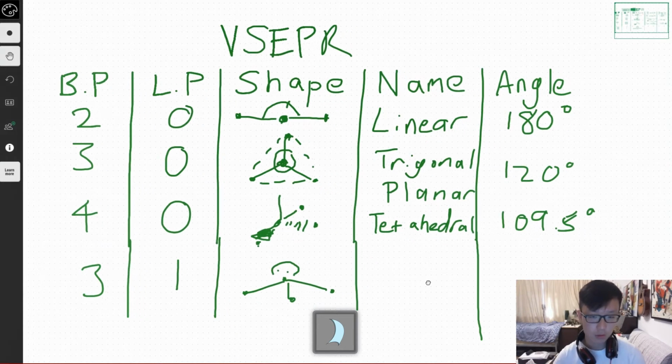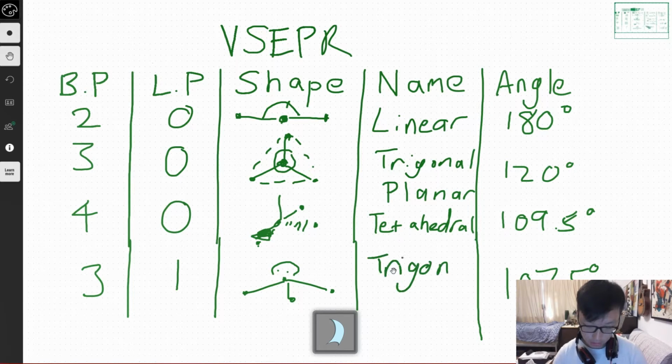So that means it will repel the bonding pairs more. Since all electrons are negatively charged, the concentrated lone pair has more repulsive force than the bonding pair. And then this happens and we get a smaller angle. And this shape is called Trigonal Pyramidal. So it's shaped like a pyramid and it has 3 sides.